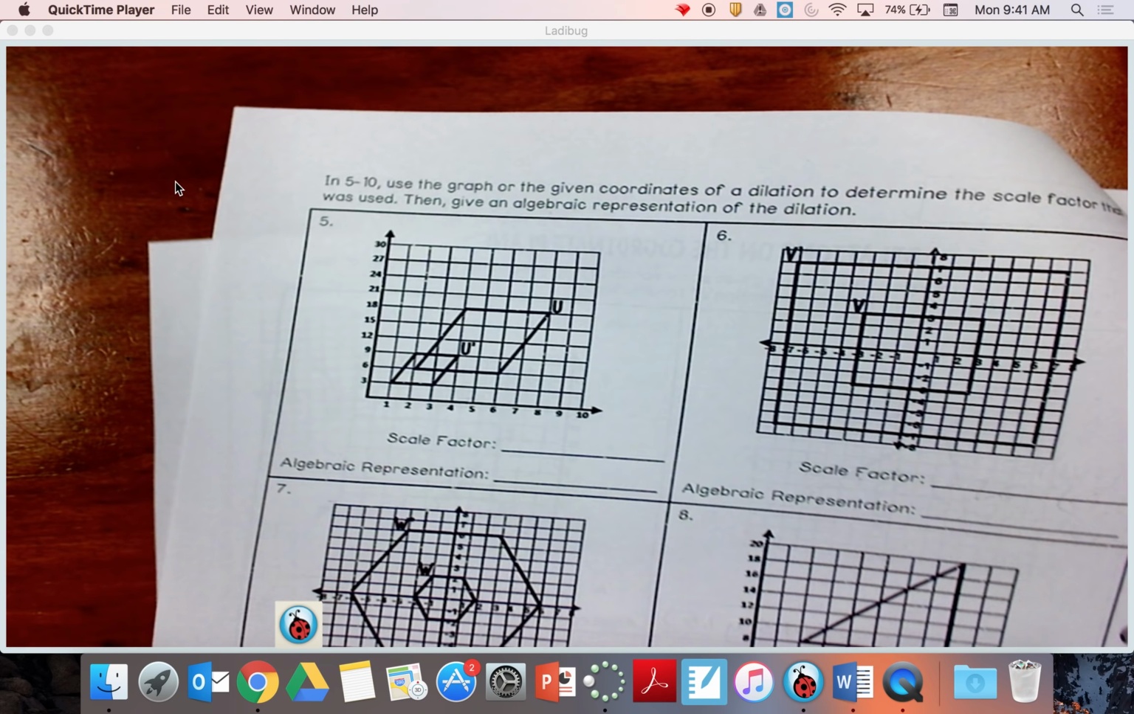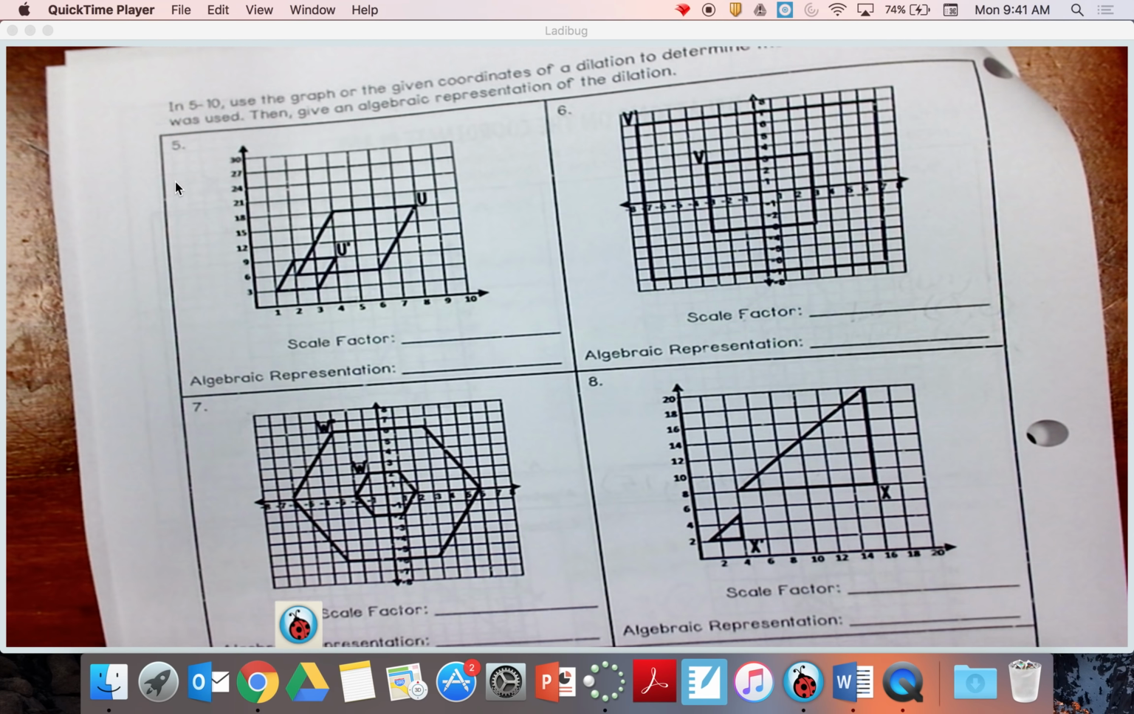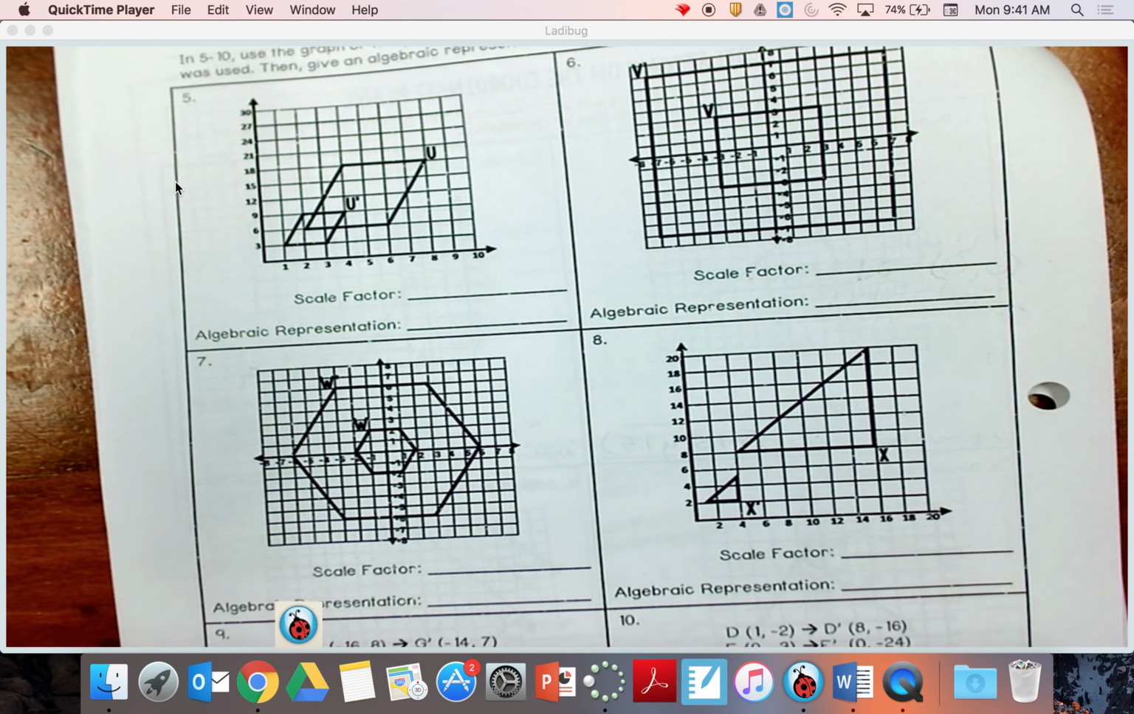Then you have a couple here that are just like the ones we just did on the bottom. Tell me the scale factors.